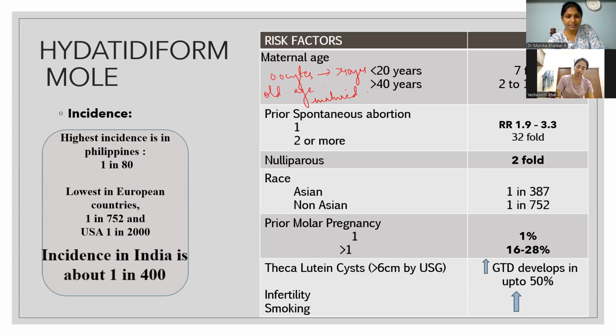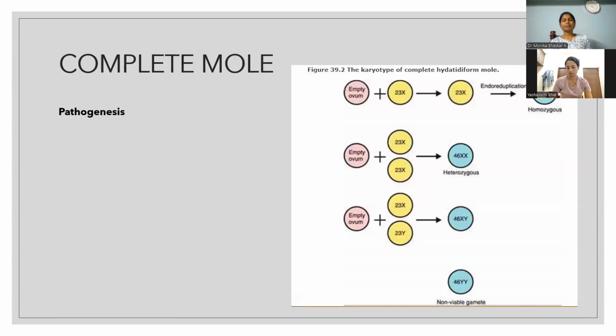So incidence in India is about 1 in 400. Okay. So next, coming to complete mole and partial mole. In complete mole, we have to understand what is the main pathogenesis behind development of complete mole. So how does it develop?